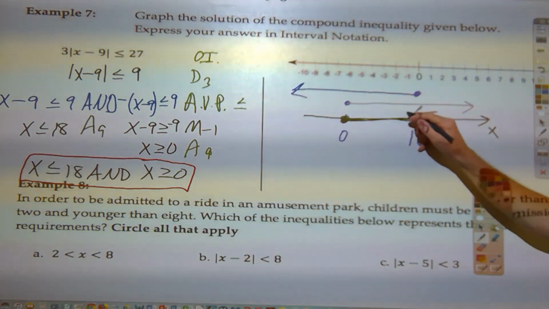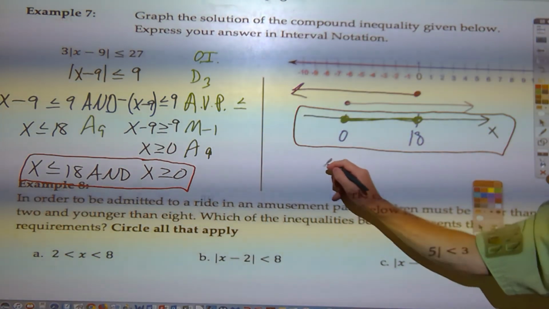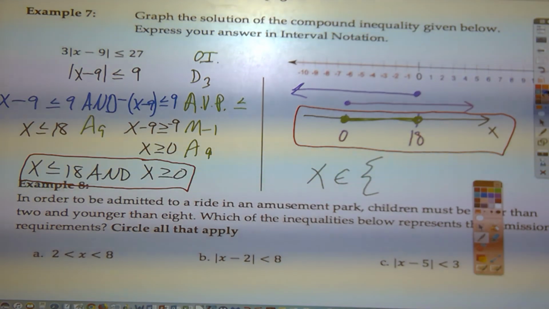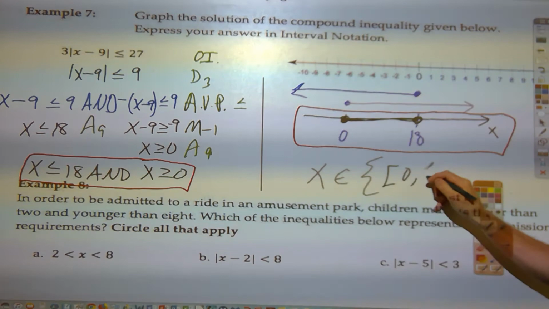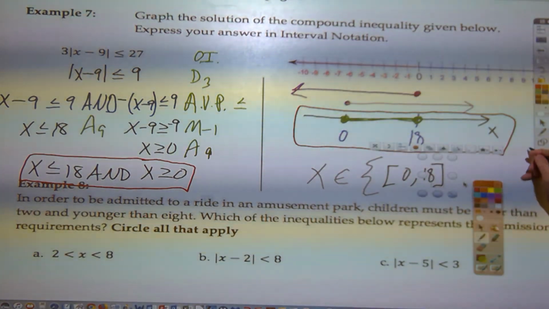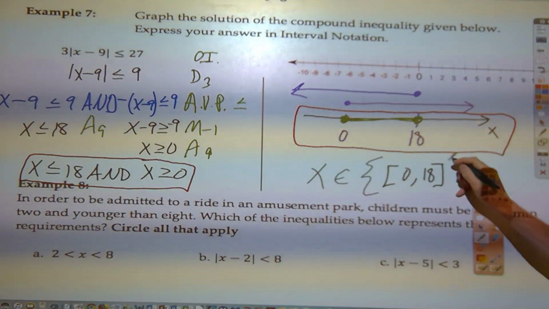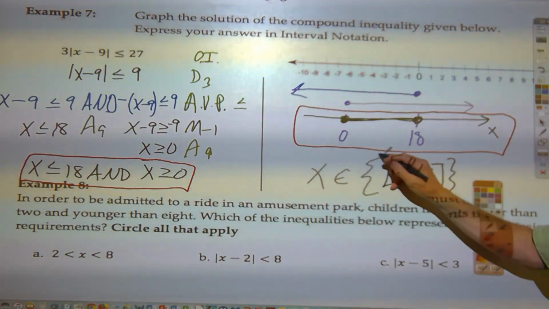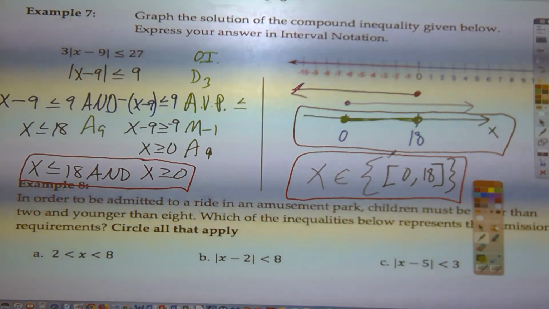So that's the graph of the solution, which means now try the interval notation. When you're done with the interval notation, look up here. See if we're in agreement. Any questions on how to get square bracket 0, 18, right square bracket? We good to go?